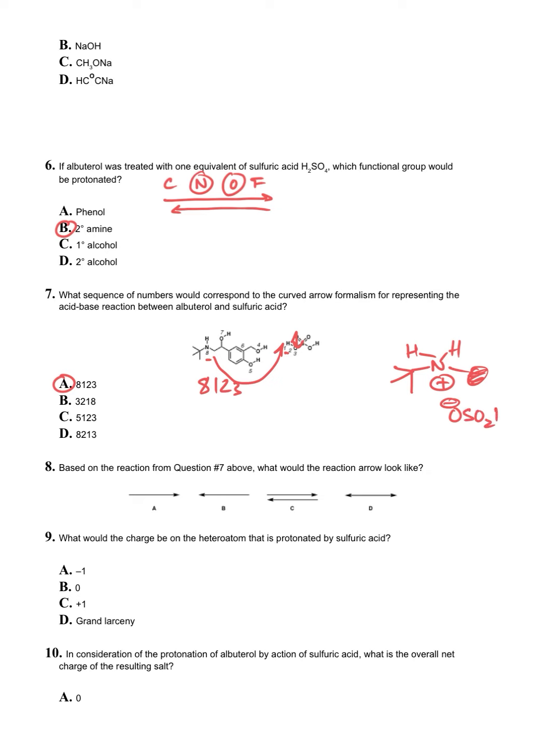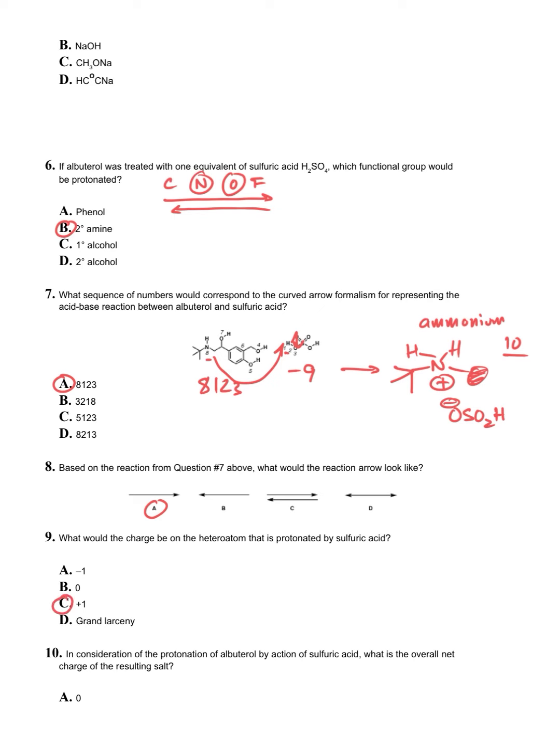the counter ion here. So the reaction arrow is going to look like A, because sulfuric acid from the pKa table has a pKa of -9. This conjugate acid on this side, this ammonium, we said has a pKa of about 10, and the equilibrium lies towards the weaker acid-base pair, so our arrow is going to look like A. The charge on the heteroatom of nitrogen is going to be +1.